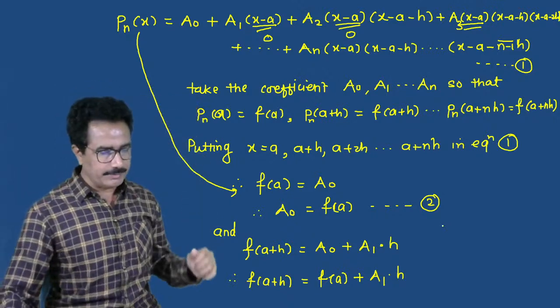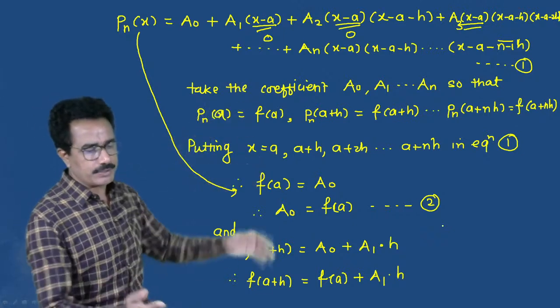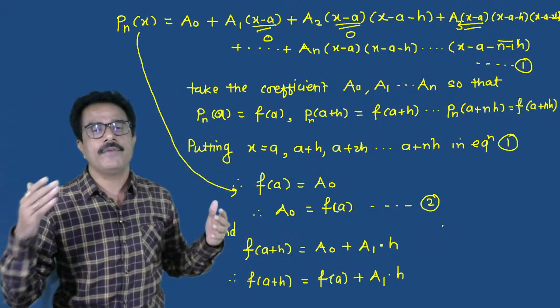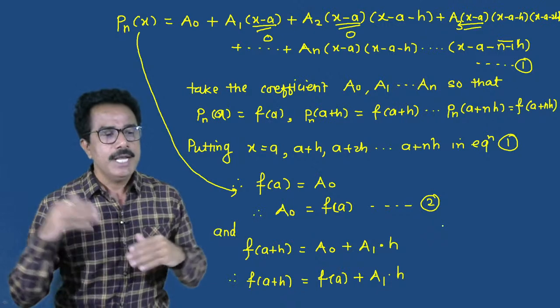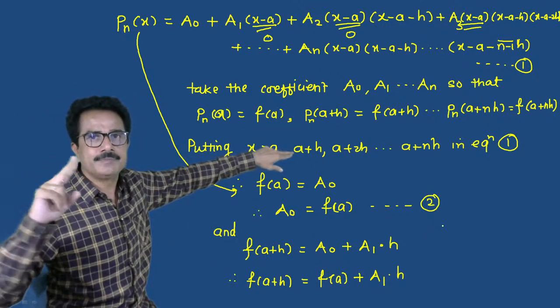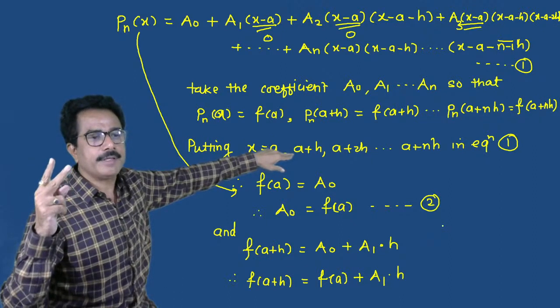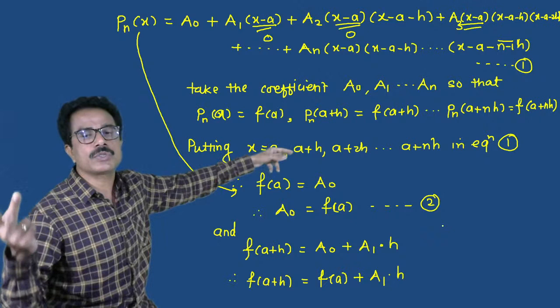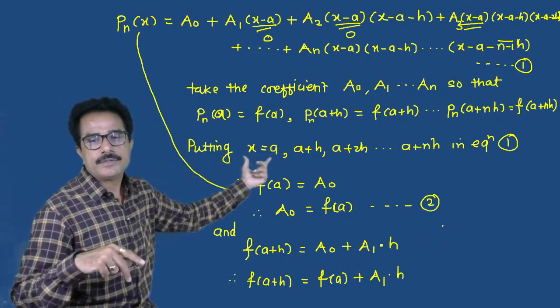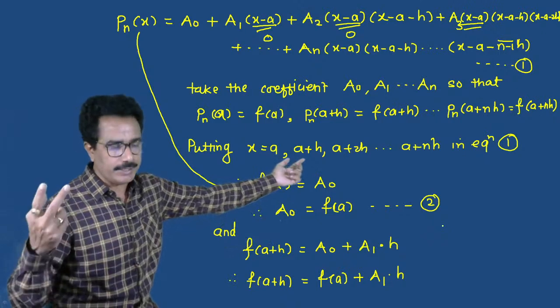ओके प्रणित मुळे, व्हेरी गुड. आता अशा पद्धतीने f of a is equals to a0 होतं. आता सेकंड टाइम काय पुट करायचं आहे? In second time we have to put x is equals to a plus h. सुरुवातीला a ठेवून a0 काढला. आता a plus h ठेवा म्हणजे a1 निघतो.